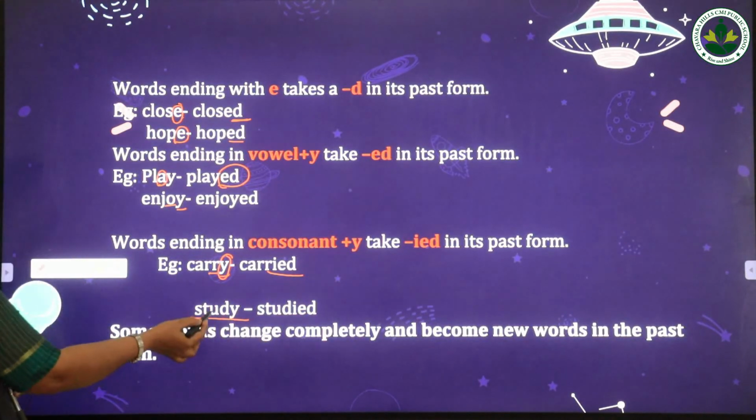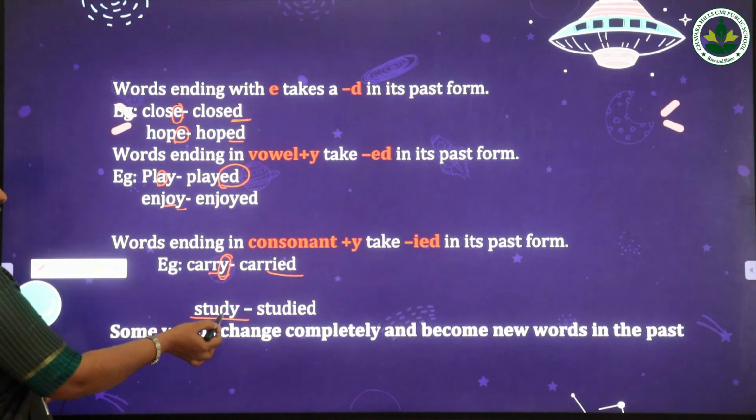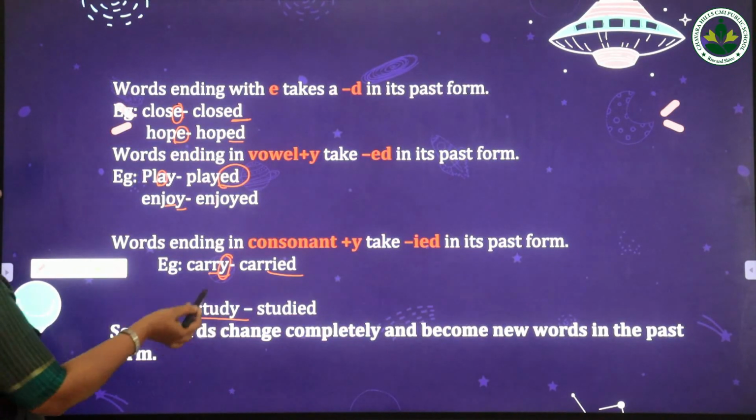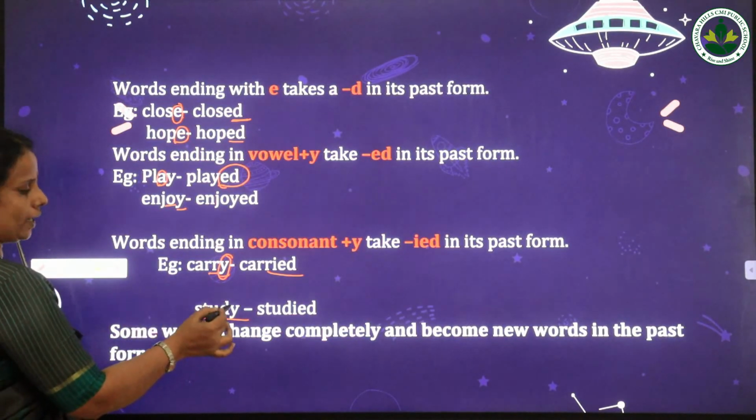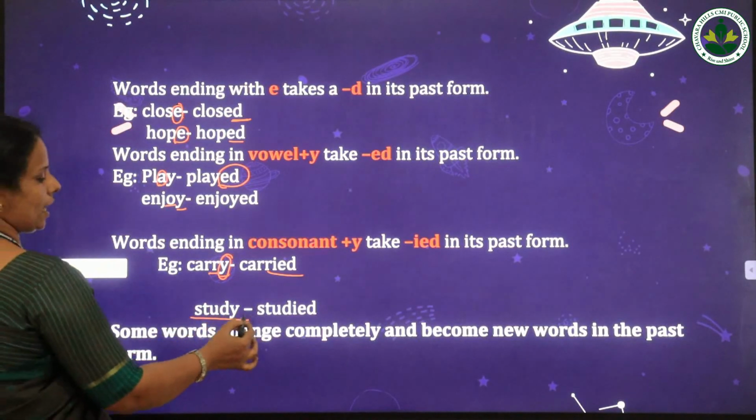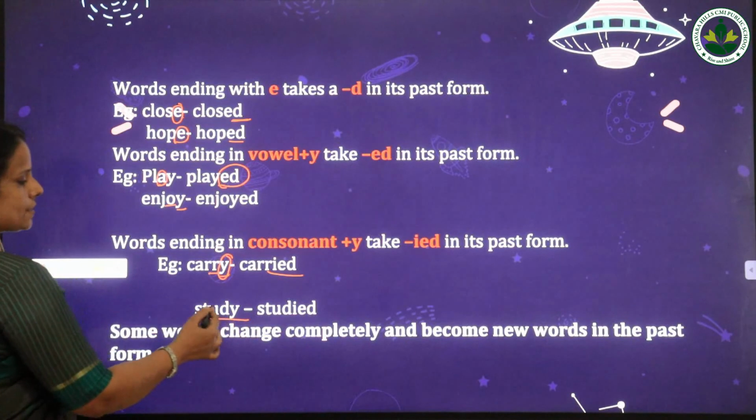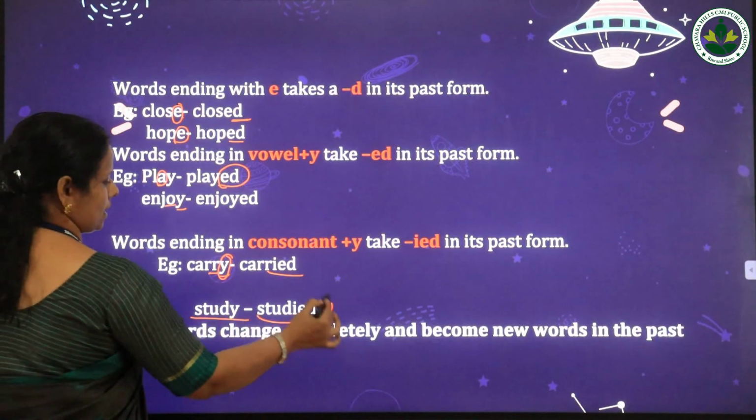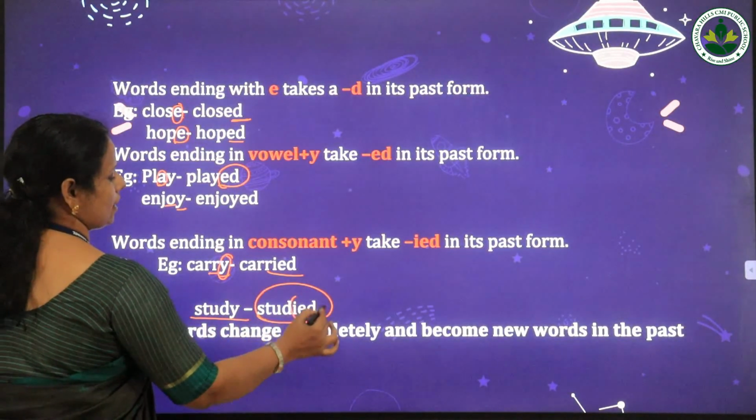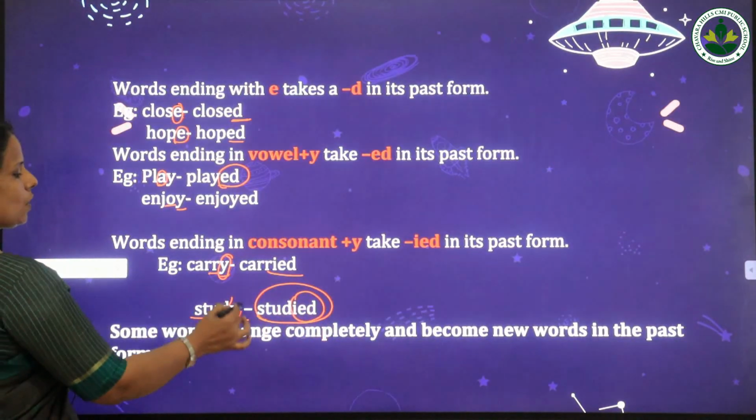Then next word is study. See, the word ends in consonant plus Y. If a word ends in consonant plus Y, you have to replace the Y and add IED to form the past tense. And the past tense of study is studied. Study is studied. Add IED and remove Y.